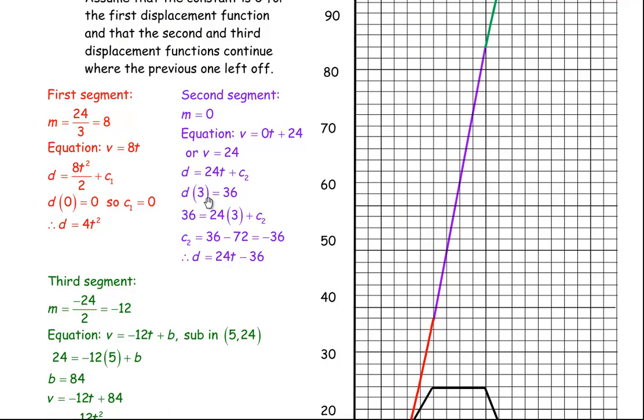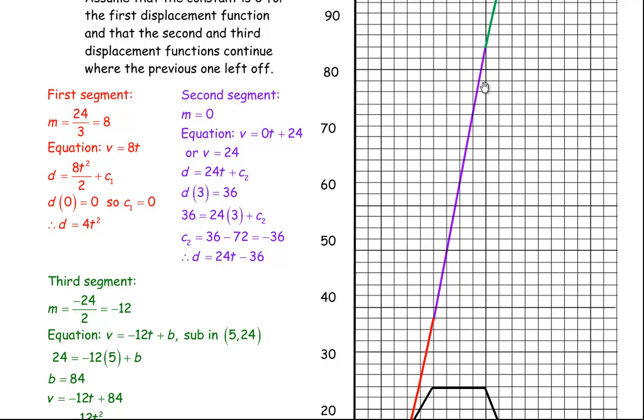So if we put 36 here and 3 in place of time, we get 36 equals 24 times 3 plus that constant. So 24 times 3 is 72. So if we take that 72 over and subtract it from the 36, we get negative 36 for the constant. So the displacement function would be equal to 24t minus 36.